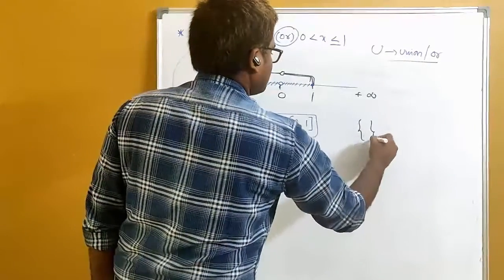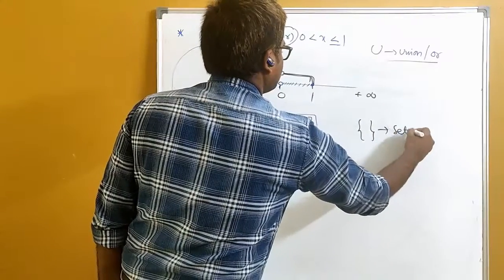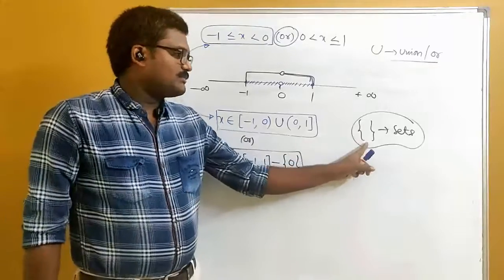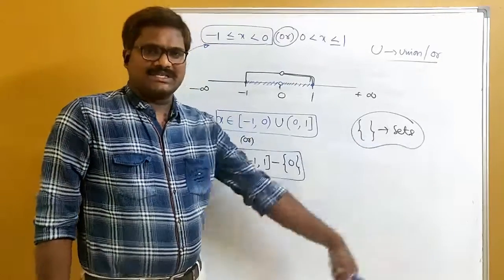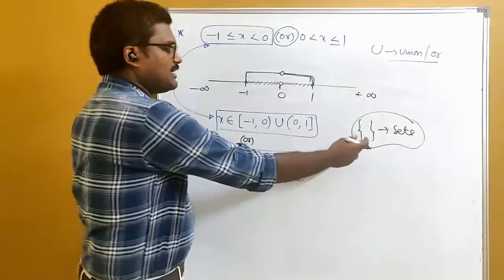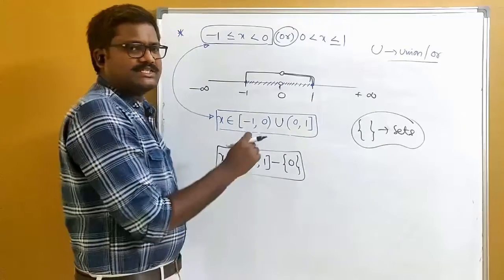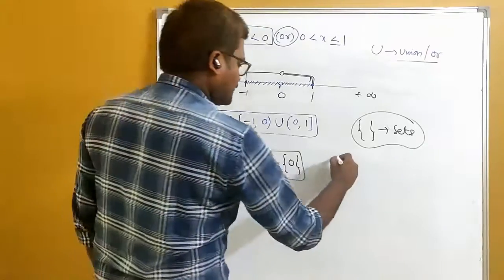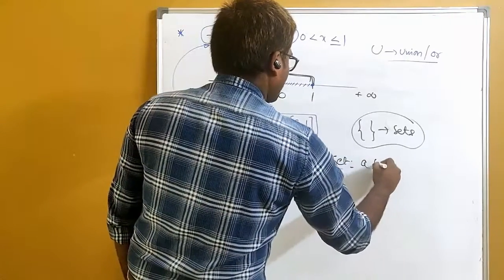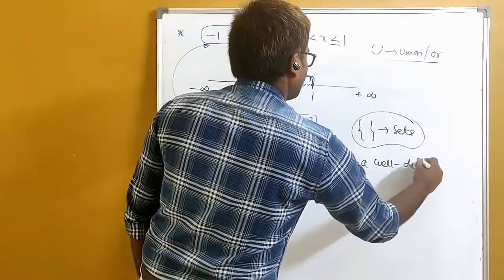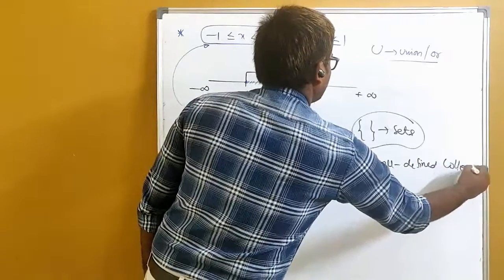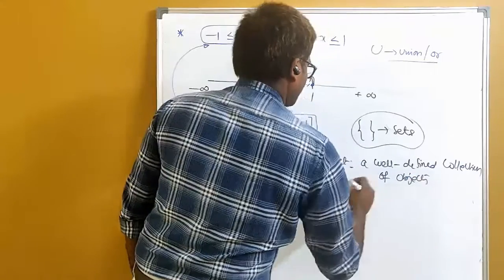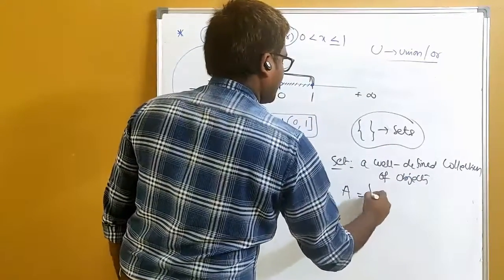Again, this is the symbol to denote sets. I will explain this in the next session. This is the symbol used to represent a set. What is the definition of a set? A set is a well-defined collection of objects. Isn't it? What is the definition of a set? Well-defined collection of objects. Generally a set is denoted by a capital letter such as A.